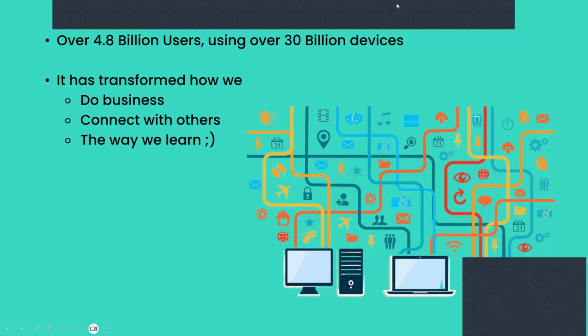So the internet has over 4.8 billion users. Okay, and these are last year's statistics, so they have probably grown. Okay, with over 30 billion devices worldwide, so that's an insane number of devices. It has transformed everything: how we do business, connect with one another, the way we learn. But at its core, the internet is a medium of communication, right?